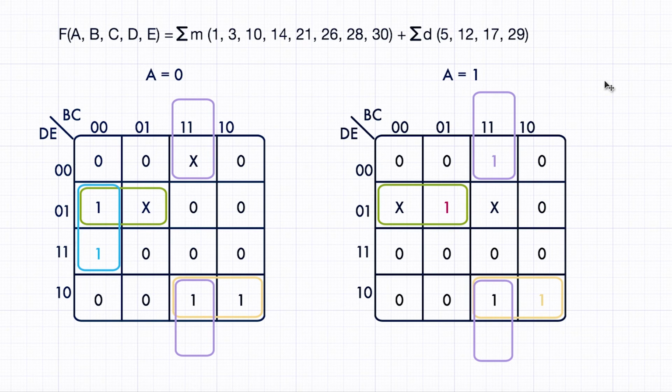And now, we need to convert each group into SOP form. In the blue rectangle, D is changed and A, B, C are equal to 0 and E is equal to 1, so it becomes A bar B bar C bar E. As for the yellow rectangle, A and C are changed. B and D are equal to 1 and E is equal to 0, so it becomes B D E bar. Doing the same operation for the purple rectangle and green rectangle, we can get the final result.